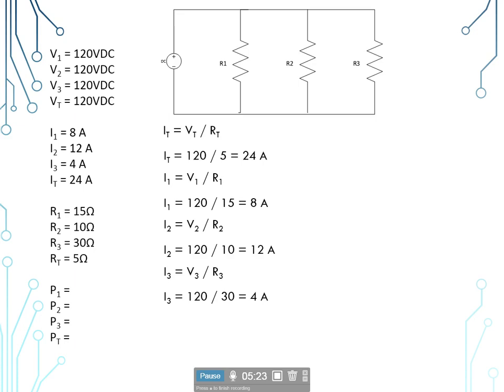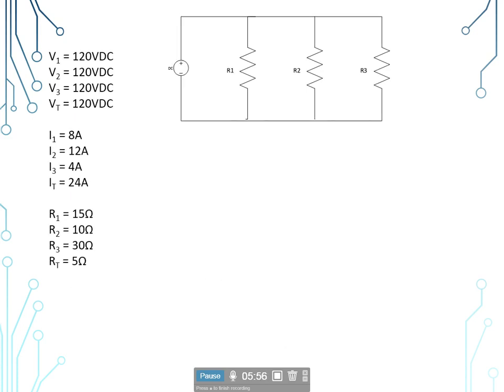Now we have a quick check that we can use here because the parallel circuit rules state that the sum of the individual branch currents always equals the total current. So we can add our 8 amps, our 12 amps, and our 4 amps, and that gives us our 24 amps total. So we did do our math right. Again, that's just a quick check to ensure that you did the calculations right.